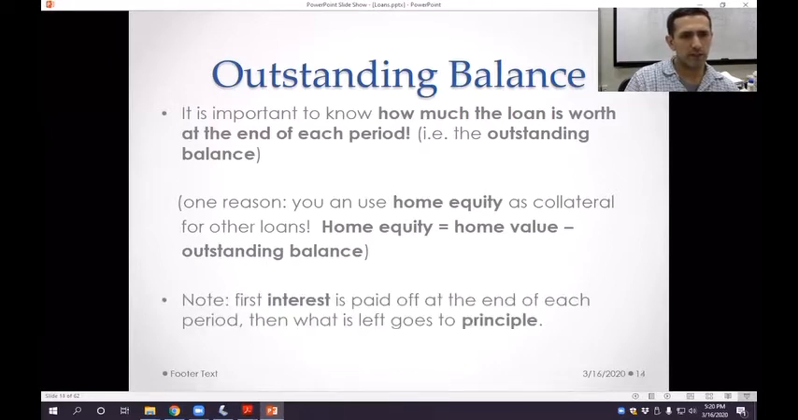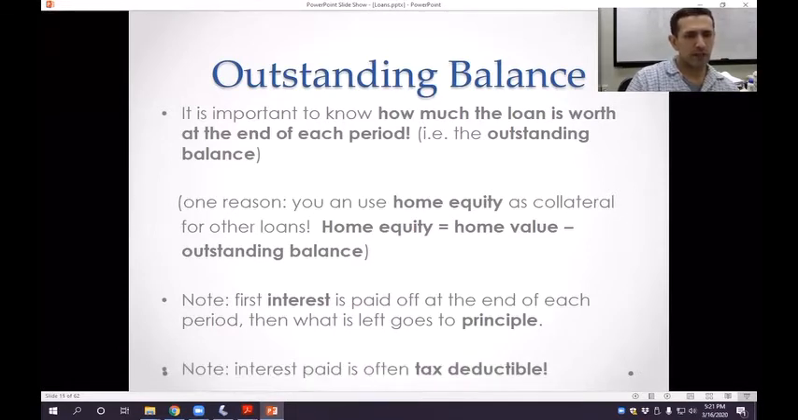All right. And the mechanics of these loans, and the mechanics of all loans, is basically you first pay off interest, and then what is left goes to principal. And principal is basically your outstanding balance. And so it's good to know how much interest you're paying each period.